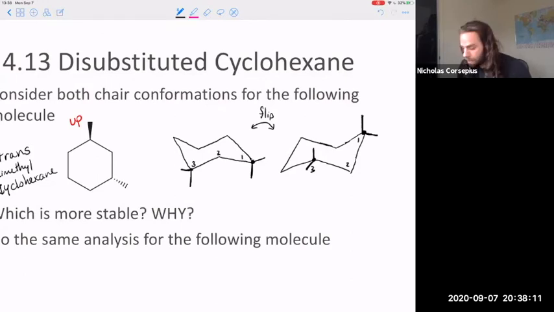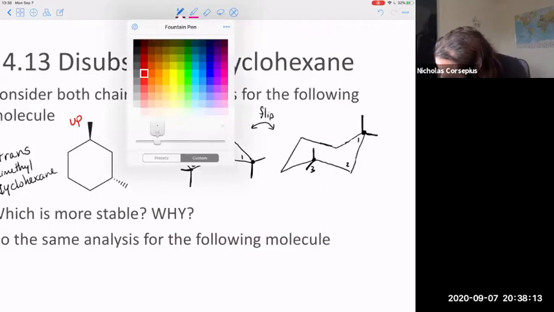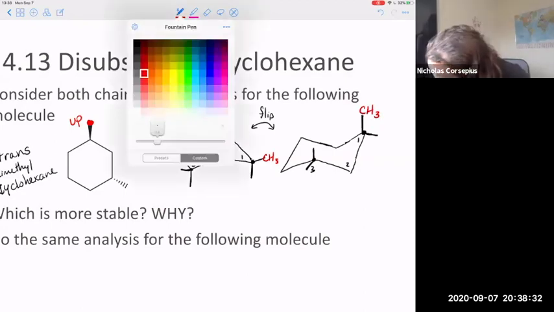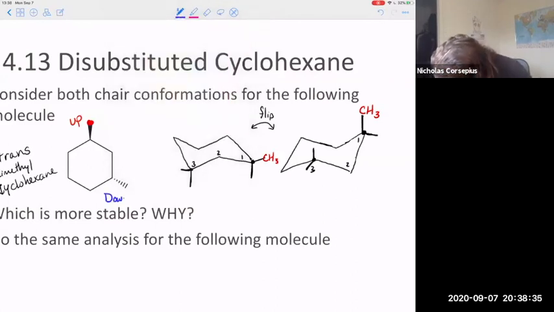So now I need to figure out where this methyl group is located that's pointed up. Well, it's up on carbon 1, so that's going to be equatorial on this one and axial on this one. And then this methyl group is pointed down on carbon 3, so that's axial on this one, and down is equatorial on this one.